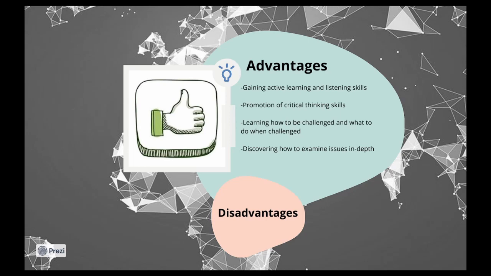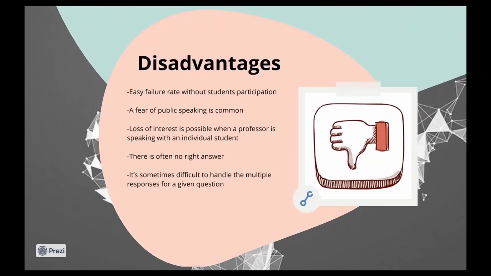So aren't there any disadvantages of this method? Yes, there are. So let's talk about them. Ease of failure rate without students' participation. Socratic questioning is a student-centered method, so without students' participation, this method is kind of useless, let's say. A fear of public speaking is common. Not every one of us has enough self-confidence to speak in public, so people who have a problem speaking in public probably cannot join this method's activities.